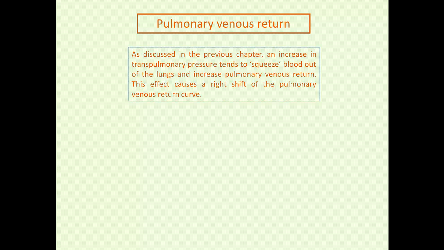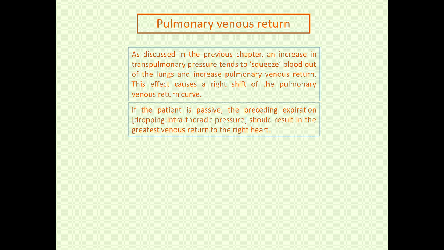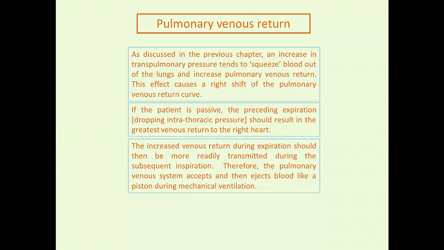As discussed in the previous chapter, an increase in the transpulmonary pressure tends to squeeze blood out of the lungs and increase pulmonary venous return. This shifts the pulmonary venous return curve rightwards. If the patient is passive, the preceding expiration, that is dropping intrathoracic pressure, should result in the greatest venous return to the right heart. The increased venous return during expiration should then be more readily transmitted during the subsequent inspiration. So this is this piston-like effect of the lungs accepting blood during expiration and then squeezing blood forward to the left heart during inspiration, during mechanical ventilation.